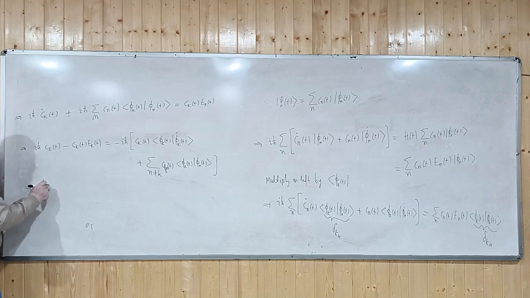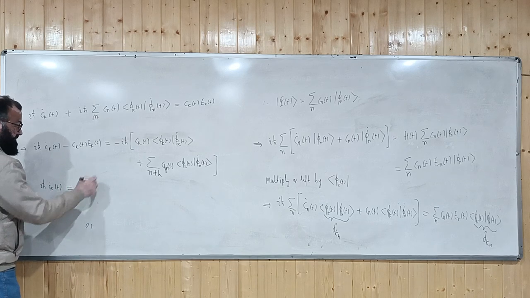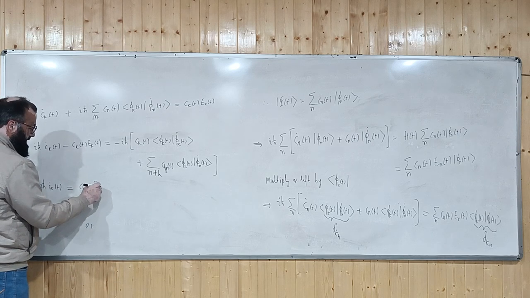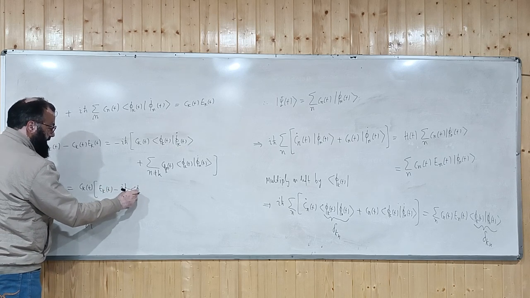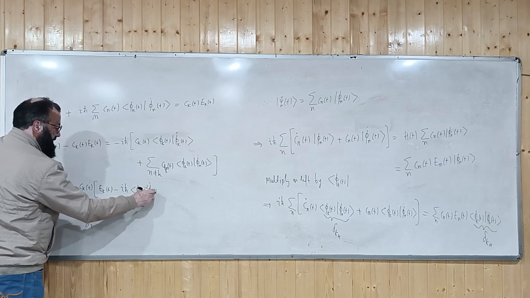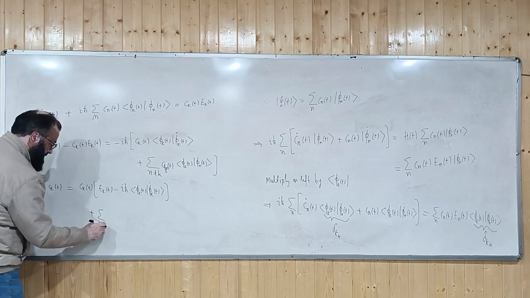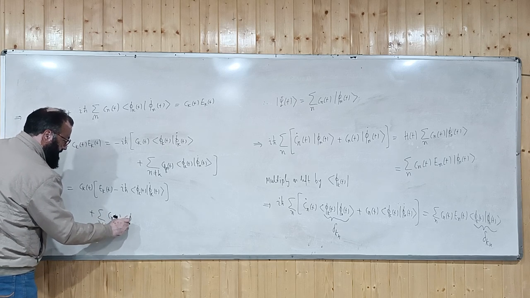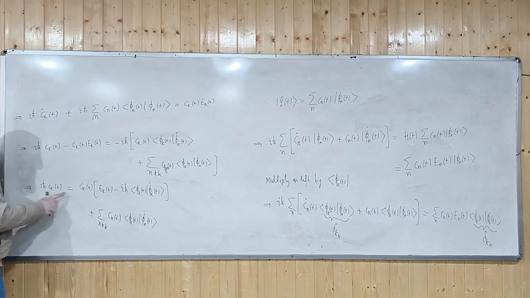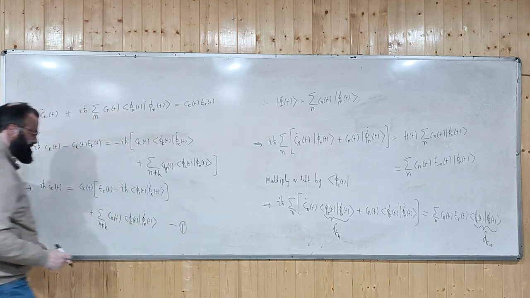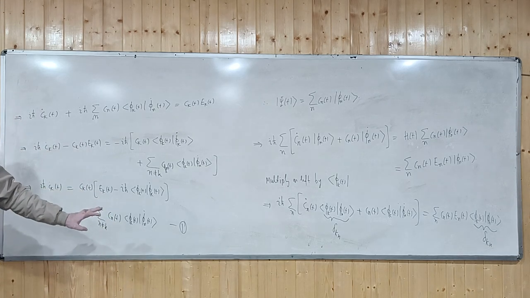So it is iħ c dot k of t is equal to c_k of t common, then you are having e_k of t minus iħ phi_k of t phi dot k of t, then the summation n not equal to k, c_n of t phi_k of t phi dot n. So what I will do, I will take this iħ on this side. Let's call this equation 1. Now I will just evaluate this very term. I will try to figure out what this term is. Everybody has followed it? Yes, sir.